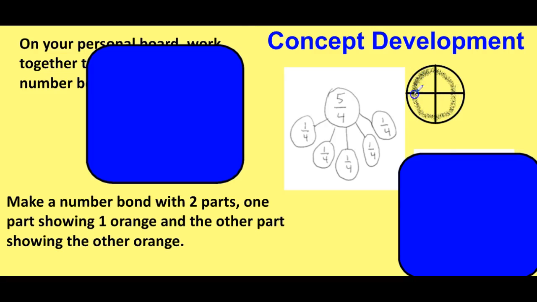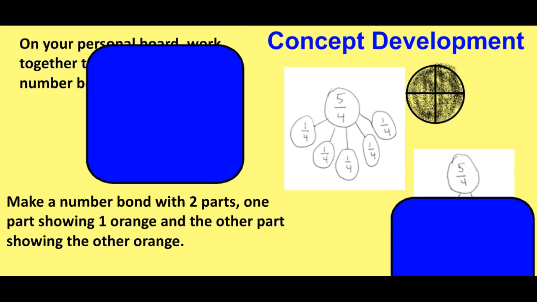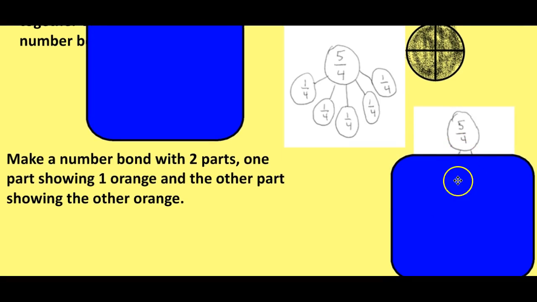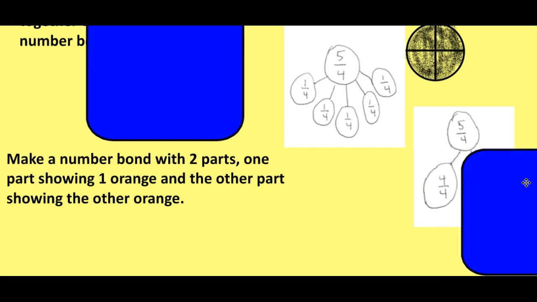So the first part of our number bond is going to represent this first orange that I ate. So whenever we're looking at this, we know that it has 4 equal parts, and since I ate all 4 parts are shaded. So on your board, our number bond is going to have 5/4 at the top, because that's the whole that we're talking about. And this first part of the number bond is going to represent the first piece, or the first orange that I ate. And we know that I ate all 4 pieces out of that orange, so the fraction that you're going to be writing on your number bond is 4/4.